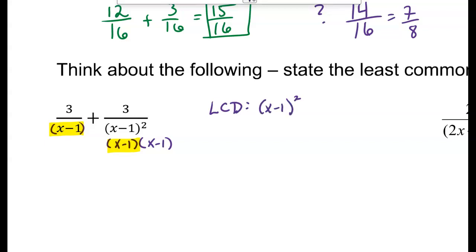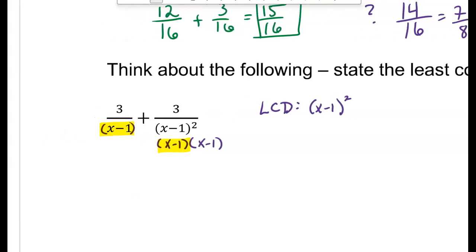Squared. So what would I have to do to this other fraction? What would you have to multiply by so I could add them together? Yeah, so I'd have an x minus 1 here in the denominator, but I'd also have to have an x minus 1 in the numerator.